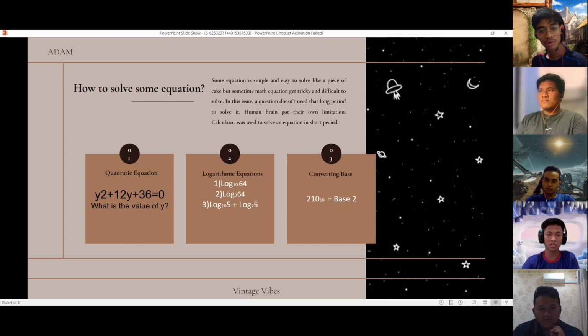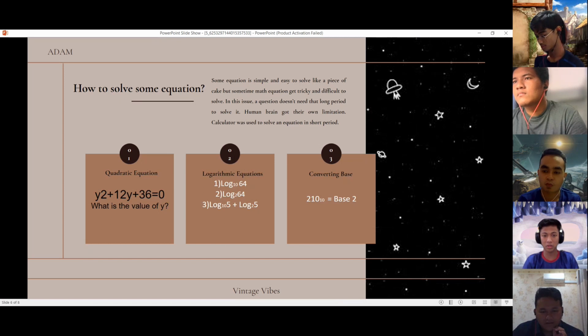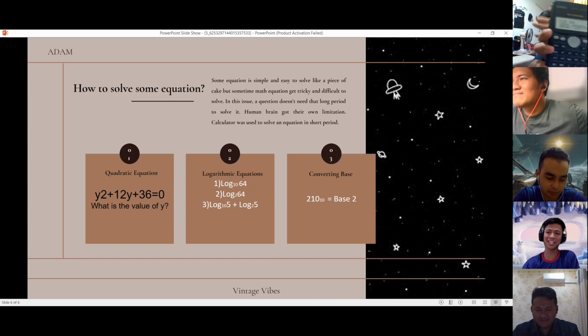So we move on to our next question, which is logarithmic equation. And what we have here, first question is log base 10 of 64. So how to do it? We just press the log button in our calculator and we press 64, and we have the log.